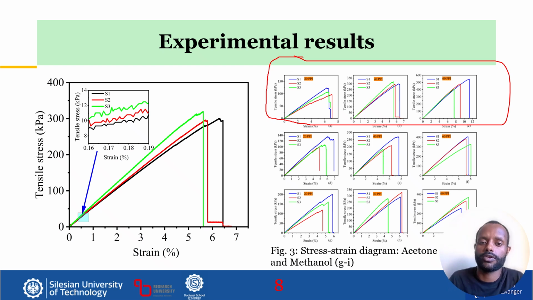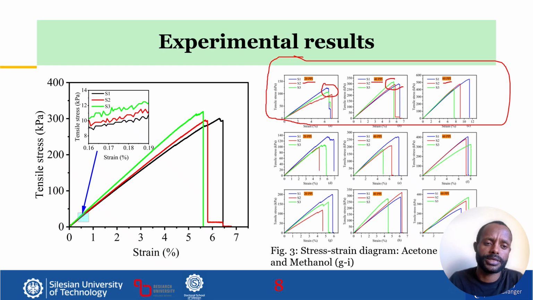If we move from here to here, this one is the stress strain diagram for 20 ppi, this one is for 40 ppi, and this one is for 60 ppi. From this figure, it is easily observed that the ultimate tensile strength increases as the pore density increases from 20 to 60. On the first figure, the stress strain diagram looks smooth. But if we zoom in on it, there is a peak and a valley here.